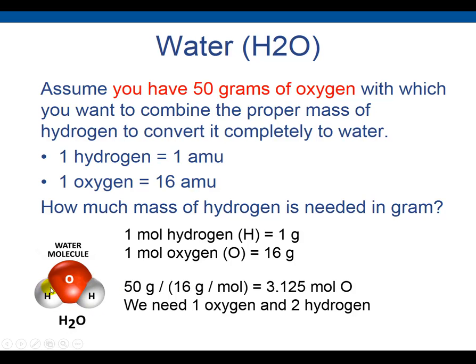So think about the water, H2O. If we have 3.125 mole of oxygen, then how much hydrogen do we need? Yes, we need 6.25 mole of hydrogen. That is 6.25 gram of hydrogen actually. So that is the answer.